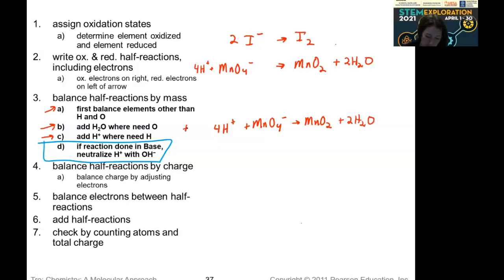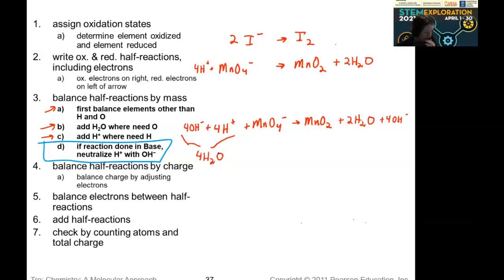So I'm going to add 4 OH minuses. And whatever you do to one side, right, it has to be the same. So plus 4 OH minuses. Okay, and this is the only new step here, right? So that's our only new step. So now if you look at H plus OH is water, so this is 4 waters.